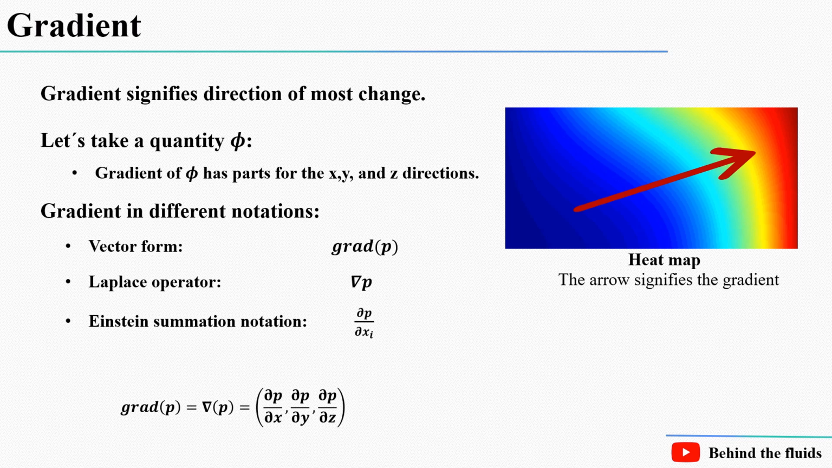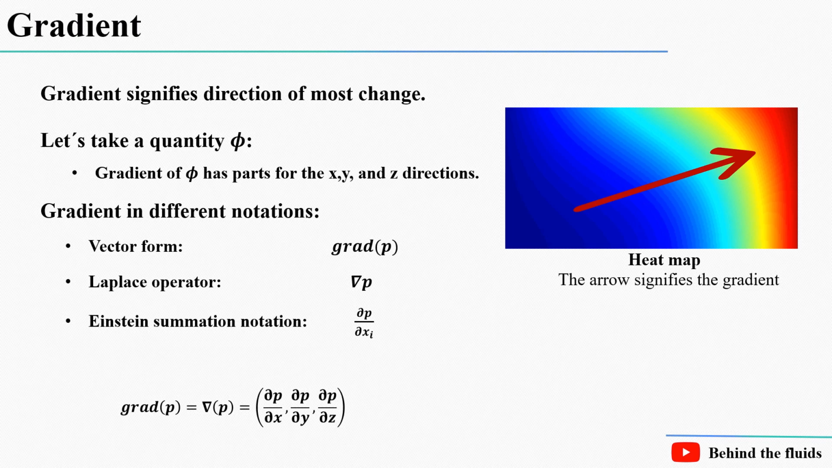Mathematically, for a scalar quantity like pressure P, the gradient, denoted by gradient of P equals nabla of P, equals a vector with components the partial derivative of P with respect to x, the partial derivative of P with respect to y, and the partial derivative of P with respect to z.